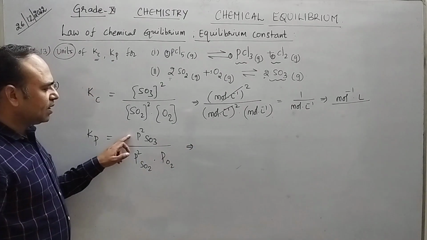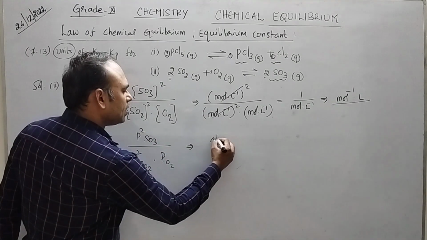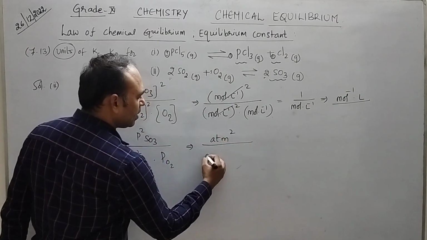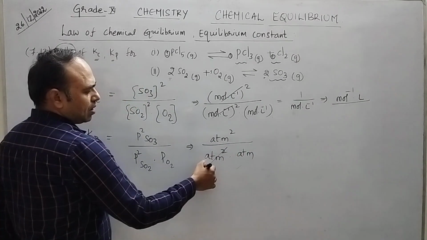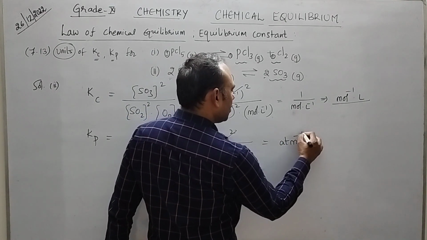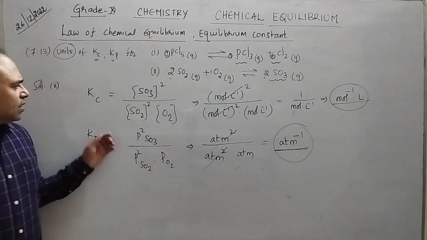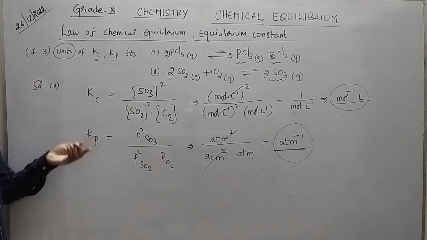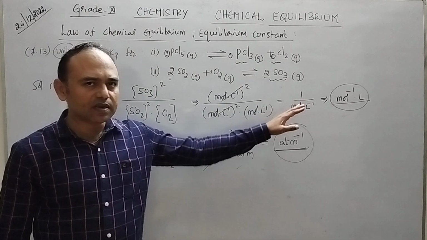What will be the unit for each, that is in terms of partial pressure, it is atmosphere. So atmosphere square by atmosphere square into atmosphere. This gets cancelled out, and 1 by atm we can write as atm to the power of -1. Hope you have understood this. First one expression in terms of concentration, second one expression in terms of partial pressure. In both the cases we have written the unit.